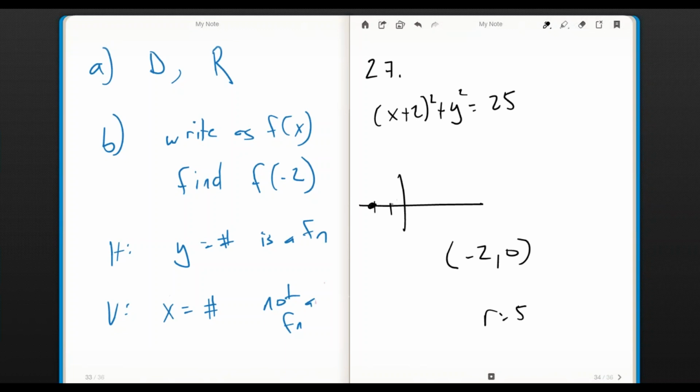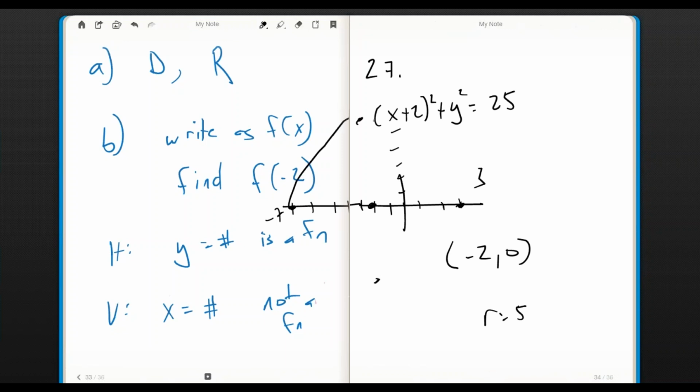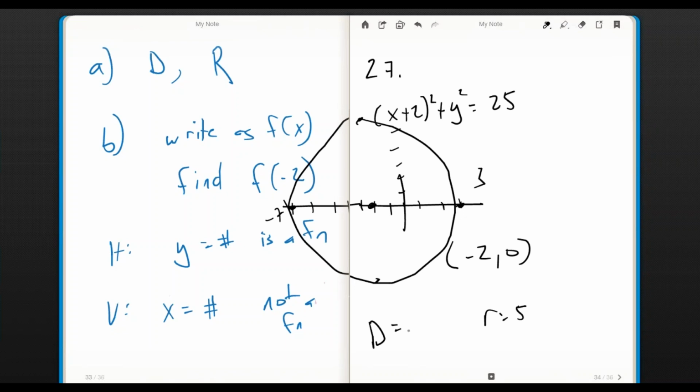So there's my center. If the radius is 5, then it goes out here to positive 3. It goes over here to negative 7. It's going to go up to 5 and down to 5. And that, if you squint a little bit, will be my circle. So the domain, the possible x values, goes from negative 7 to positive 3. The range goes from negative 5 to positive 5.